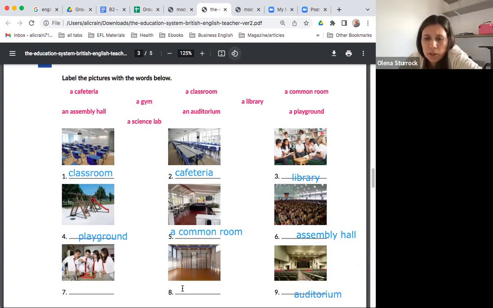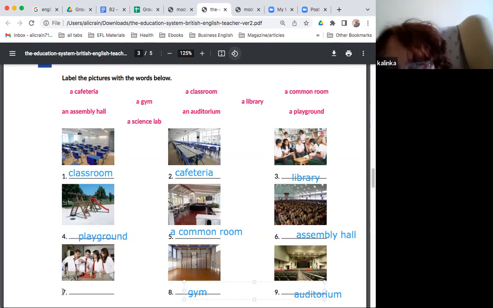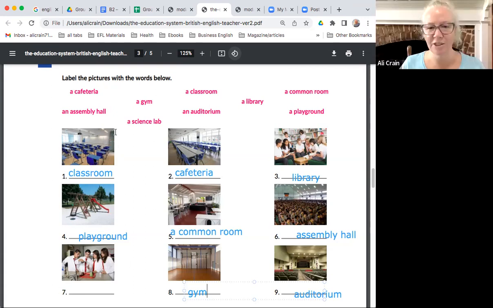But just looking at the pictures, what is the difference between assembly hall and auditorium? I don't think that there is, to be honest with you. So let's look that up also, because they look the same to me also. All right, and then this one here would be the science lab or laboratory.